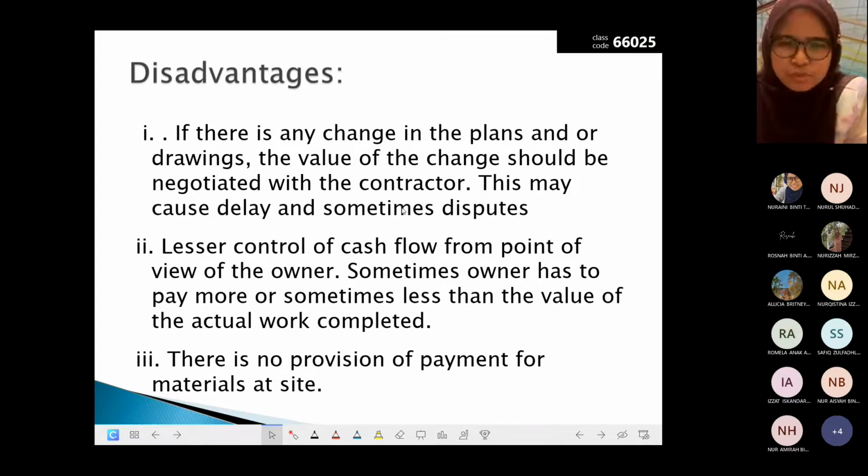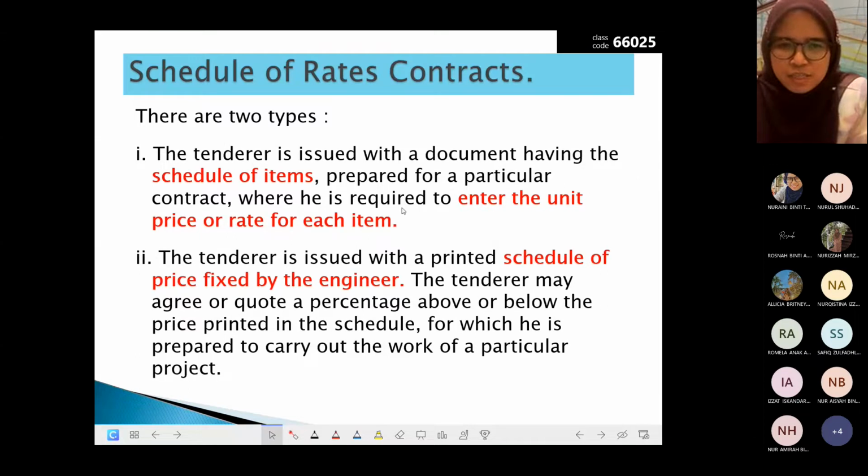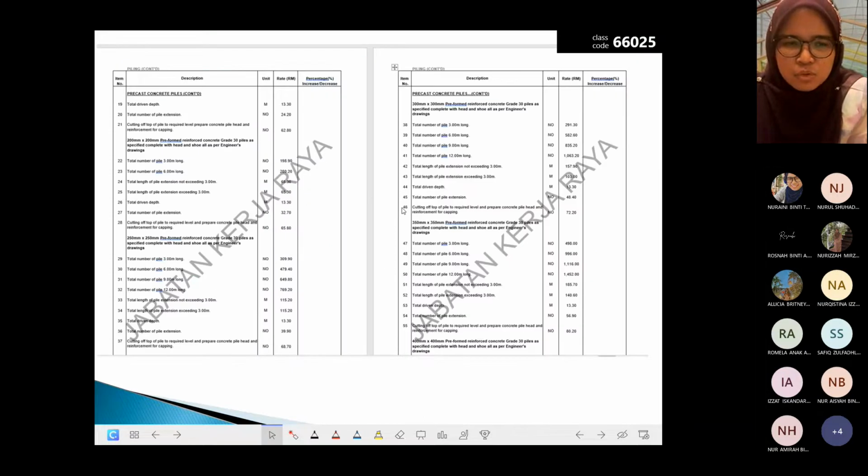Okay, so then we have schedule of rate. Schedule of rate ni, tender is issued with document having the schedule of item, prepared for particular contract where he is required to enter the unit price or rate for each item. Okay, kita masukkan rate for each item. Tapi quantity tu kita tak directly lah. Kita by percentage macam ni. So dalam BQ, okay, schedule of rate dia tak ada quantity. You tak kira quantity. Okay, you letak unit berapa, rate. Okay, percentage of quantity tu dalam percentage kita agak-agak.